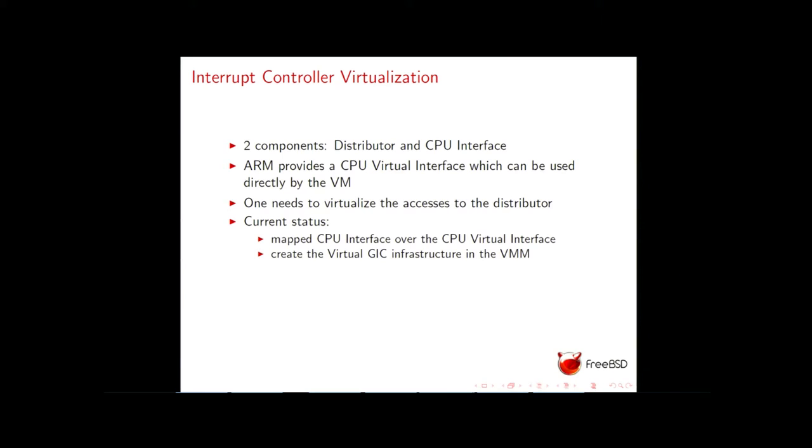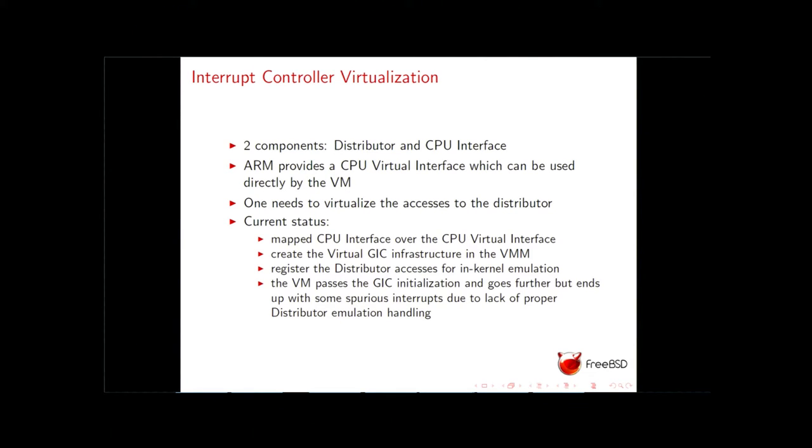At the current status, we mapped the CPU interface over the CPU virtual interface, so the virtual machine can talk with the distributor, theoretically. We created the virtual GIC infrastructure in the VMM code. This is the kernel code. And we registered the distributor accesses for in-kernel emulation. What this means is that whenever a virtual machine tries to read or write the distributor registers, we cache the reads and writes and save the values that the virtual machine is sending to us.